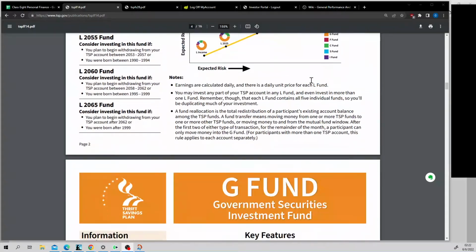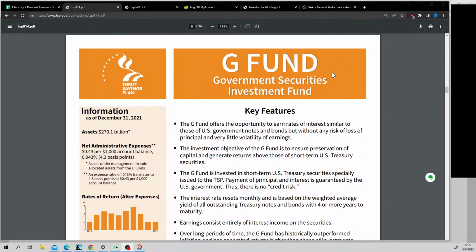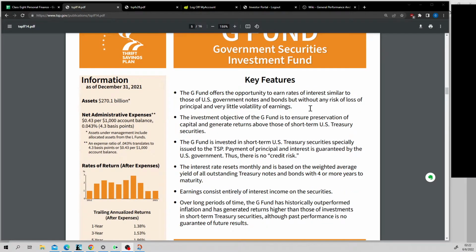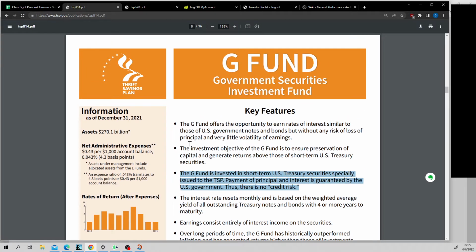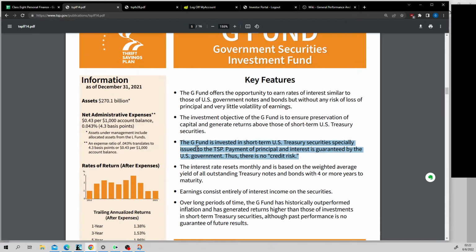So let's go to this other screen here and go through these funds. I'm going to skip the L funds for now because those are the target date funds, and we'll get back to them. The first one I want to talk about is the G fund. You can read here that the G fund is invested in short-term U.S. Treasury securities, specially issued to the TSP. So there's no credit risk with the G fund because it's government. The G stands for government, and the government can literally print the money that they owe you if worse comes to worse. Oh, wait, they are printing money.